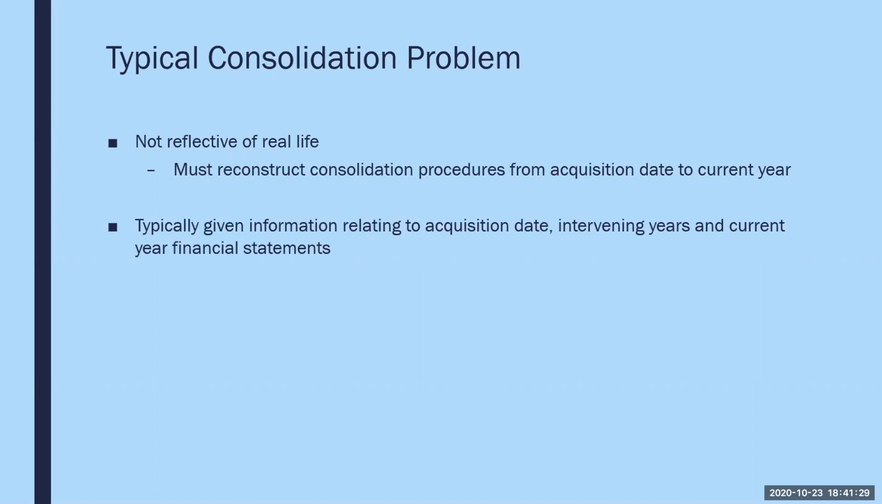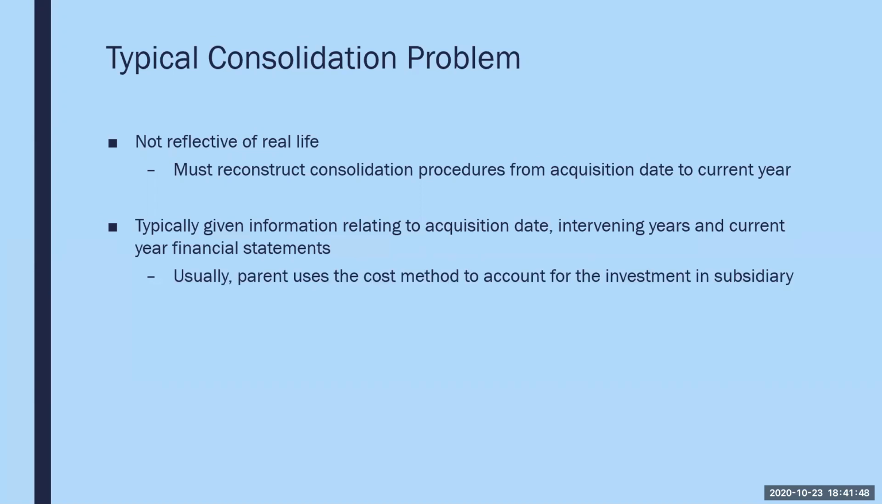Now, what ends up happening is that you're typically given information related to the date of acquisition, intercompany transactions that may have happened in the intervening years, and you're also given financial statements for the current year. And typically, you're told that the parent company uses the cost method to account for its investment in the subsidiary.